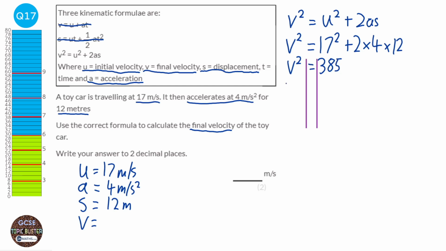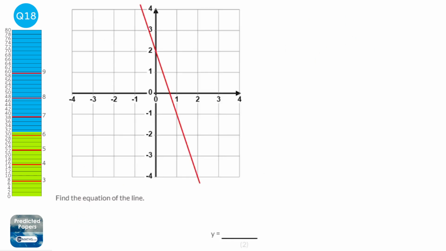We're going to square root both sides to get rid of that squared. So we get v equals the square root of 385, which is 19.621, etc. And it wants it to 2 decimal places, so we're going to write down 19.62 meters per second.